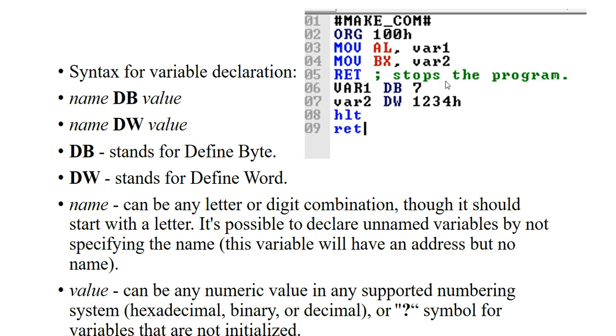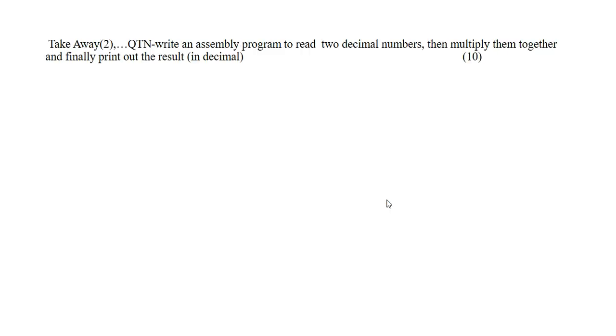We then moved the value in variable two into BX register. So that's how we declare and choose variables. But let me show you another example. So before I show you another example, let's take this takeaway.